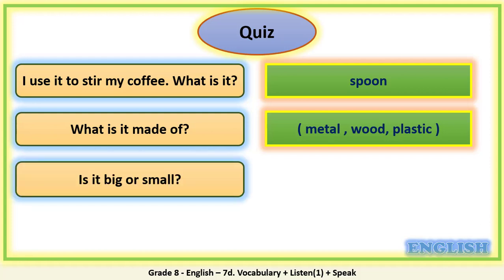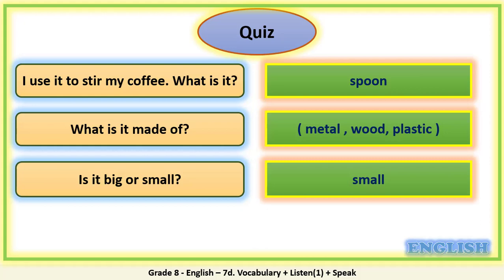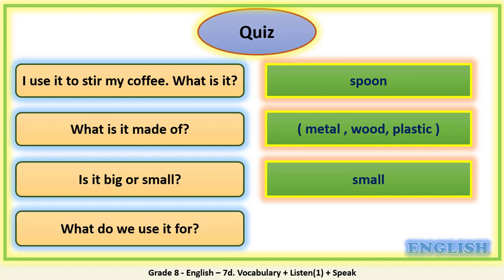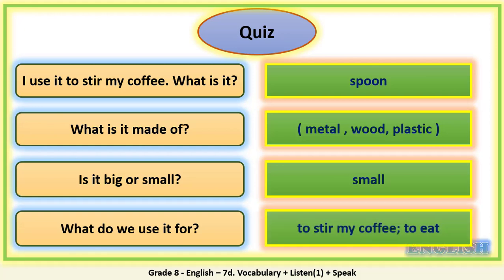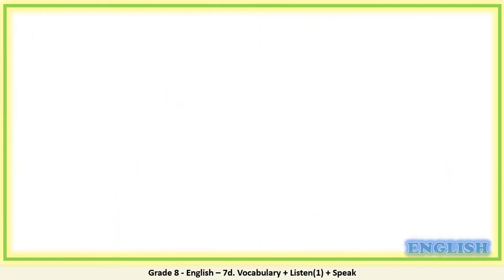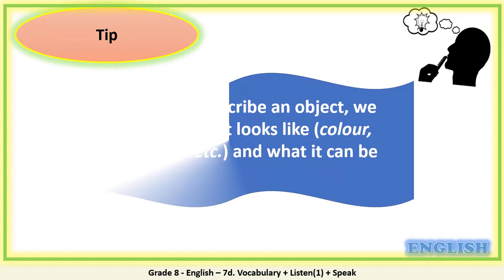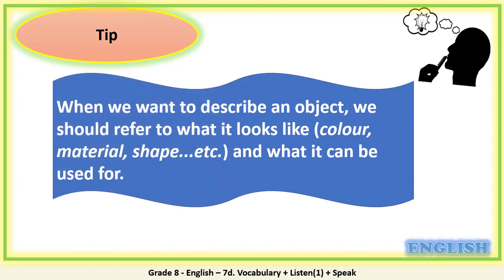Is it big or small? It is small. What do we use it for? We use a spoon for what? To stir my coffee, to eat, and for many things. Let me remind you of this important tip. When we want to describe an object, we should refer to what it looks like, color, material, shape, etc., and what it can be used for. Remember that, okay?